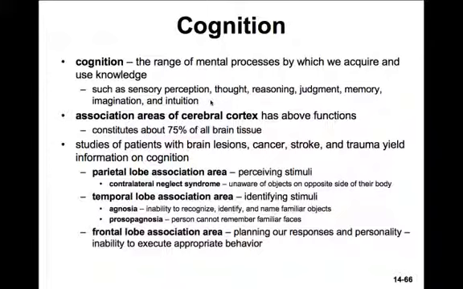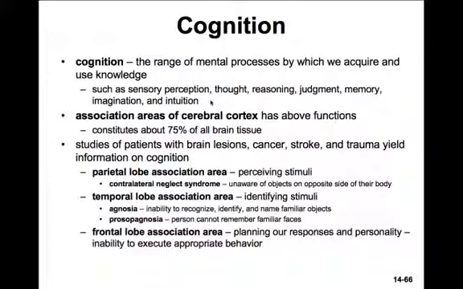There's a parietal lobe association area that's involved in perceiving stimuli. If patients have lesions in the parietal lobe, they seem to be unaware of objects on the opposite side of their body. This is called contralateral neglect syndrome. They may not even know where one arm is relative to the position of their body. That is, they lose proprioceptive capabilities.